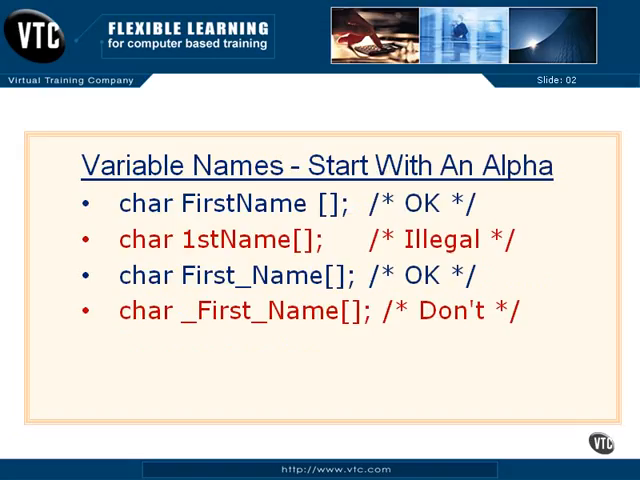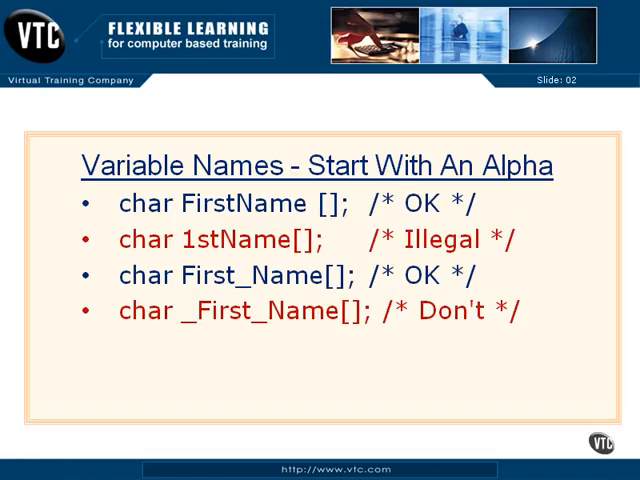Variable names starting with an alpha. There you can see that the character array that we have, which is going to be a bunch of characters put together, we haven't said how big yet because there's nothing inside those little square brackets. You'll see how we do that, of course, when we get to arrays and those kinds of things. But we care about the first name right now, talking about variable names. So there we have a character first name. That's just fine. It starts with an alpha.